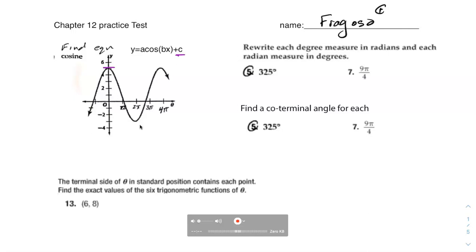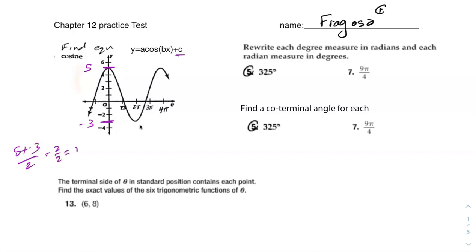So my max here looks like it's 5. My min is -3. If I add them up and divide by 2, I get 1. So that's my middle, and that's the key to everything. If you do that, then the next part's easy. If you want to find the amp, remember amp is just from the middle to the highest point. So from 5 to 1, that would be 4.